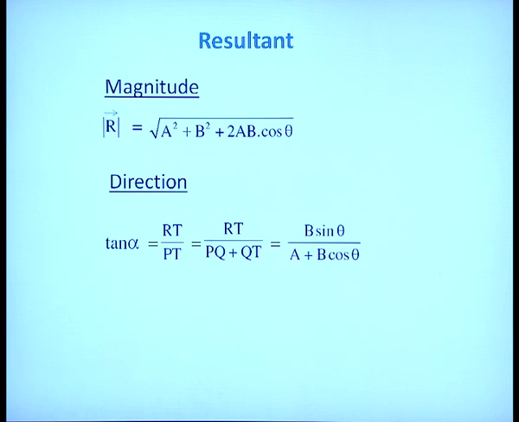Now, you can calculate the resultant vector whose magnitude is R, equal to root over A square plus B square plus 2AB cos theta, and whose direction is given by tan alpha, which is equal to RT by PT, as you can see from your previous figure. That is RT divided by PT, equal to PQ plus QT, where RT equals B sin theta, PQ equals A, and QT equals B cos theta. So, you can find out the magnitude and direction of the resultant vector using these formulas.